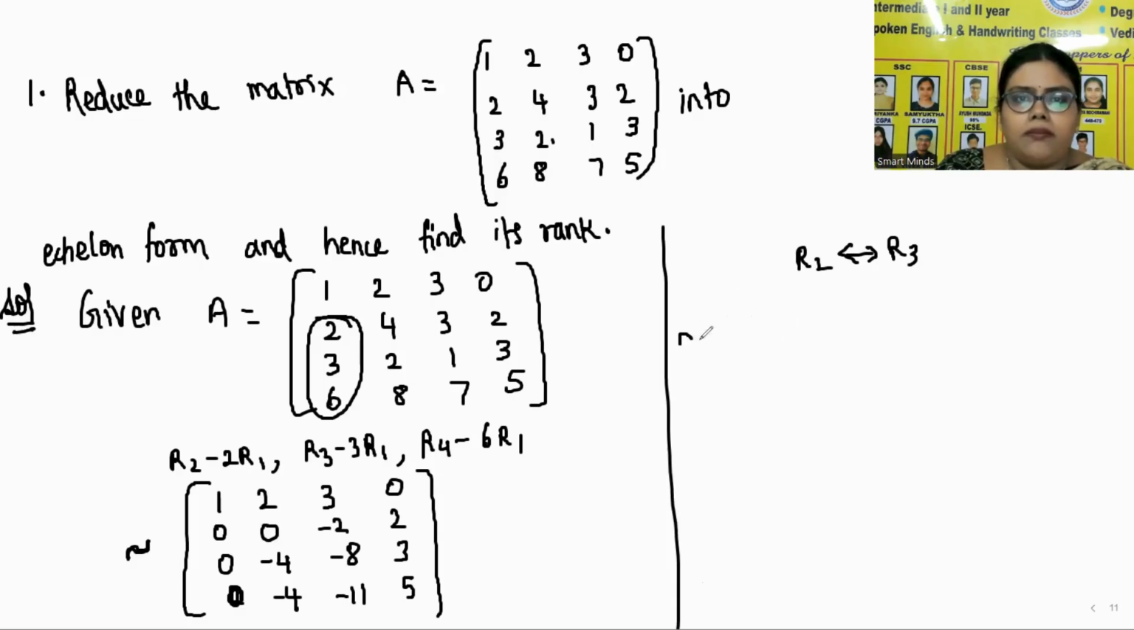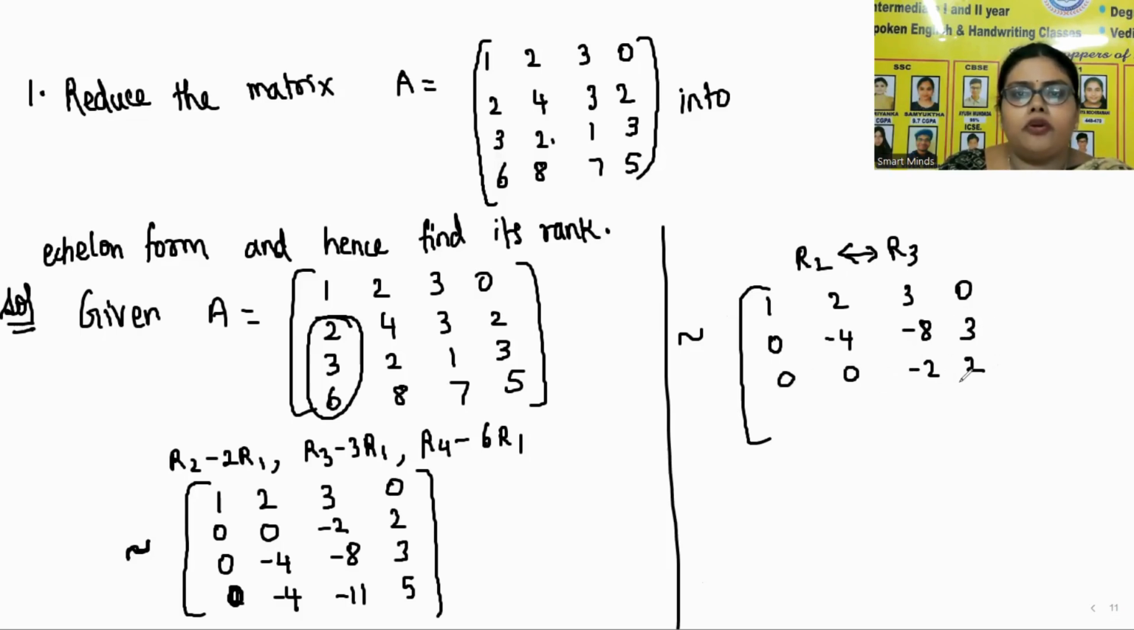So that will become, first row we are not changing. Second and third we are interchanging. So third row will come in second, second will go to the third. So this will become 0, minus 4, minus 8, 3. 0, 0, minus 2, 2. Fourth row we are not disturbing. 0, minus 4, minus 11 and 5.